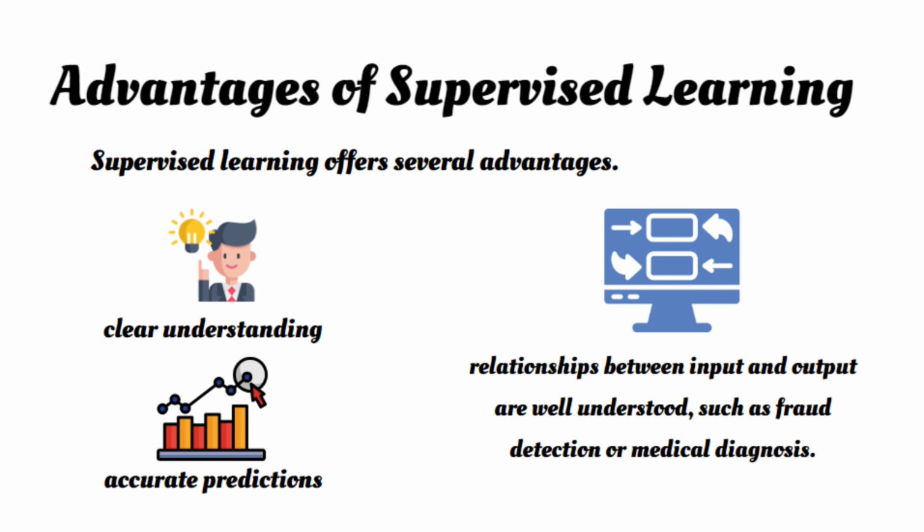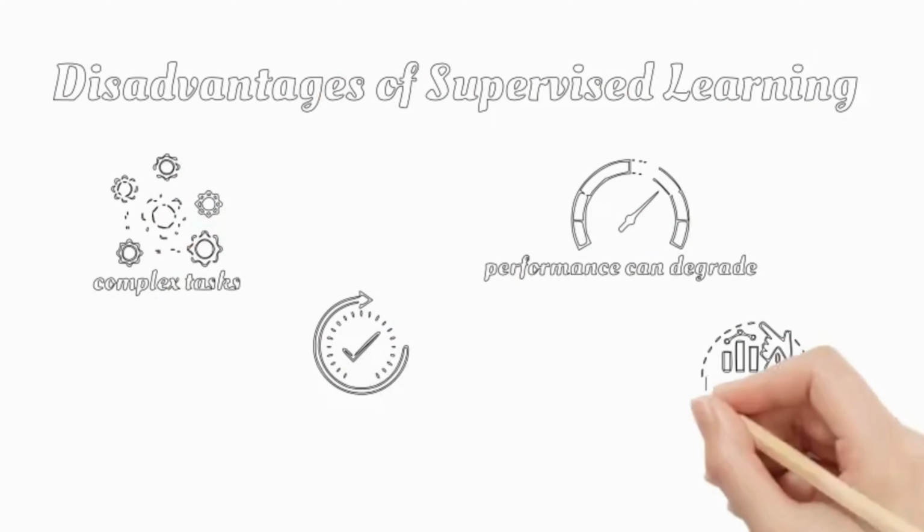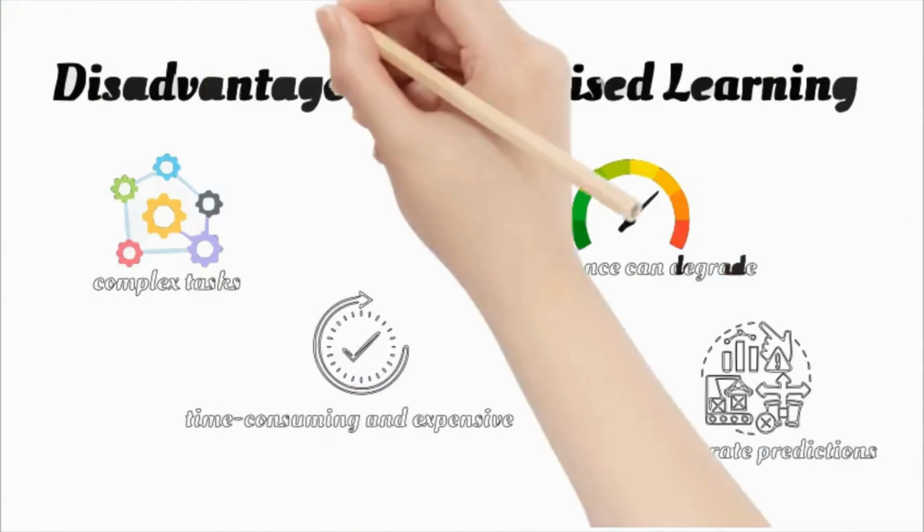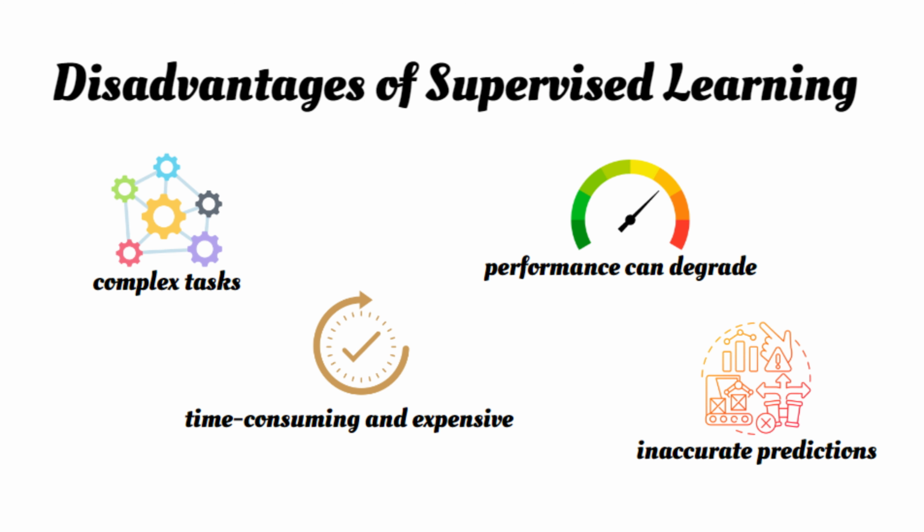However, supervised learning does have its downsides. It's not suitable for handling very complex tasks where the relationships between data are unclear or nonlinear. Additionally, the training process requires large amounts of labeled data, which can be time-consuming and expensive to obtain. Finally, if the test data differs significantly from the training data, the model's performance can degrade, leading to inaccurate predictions.